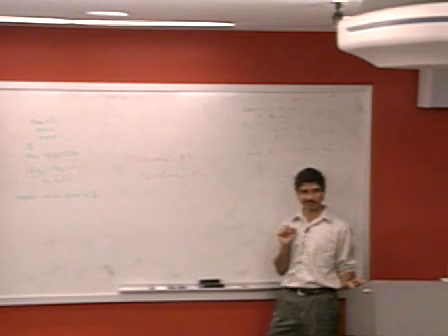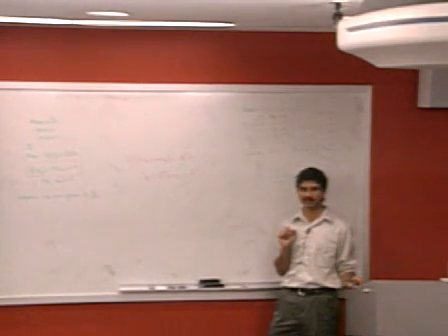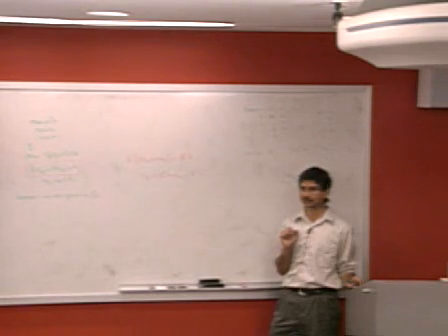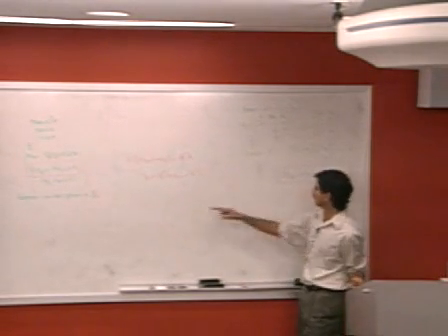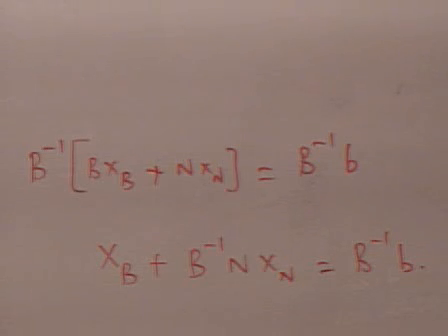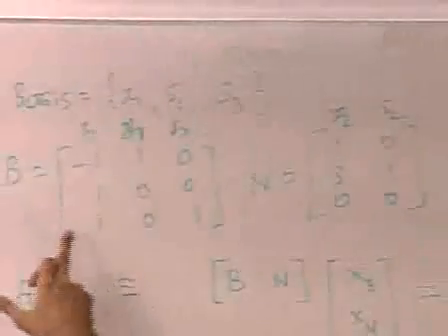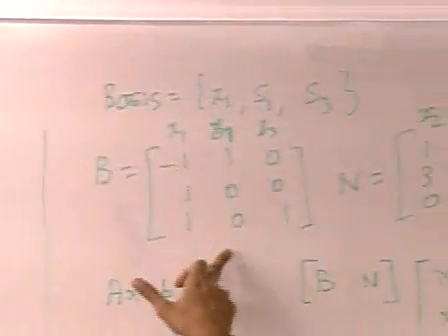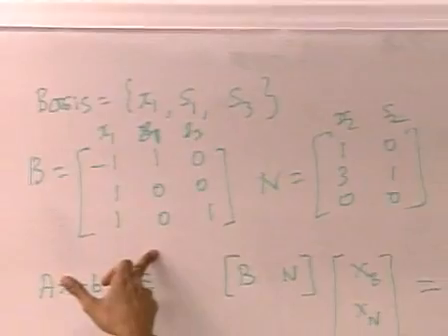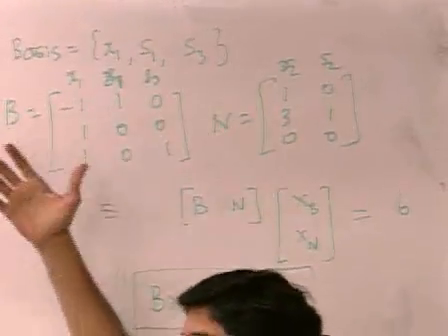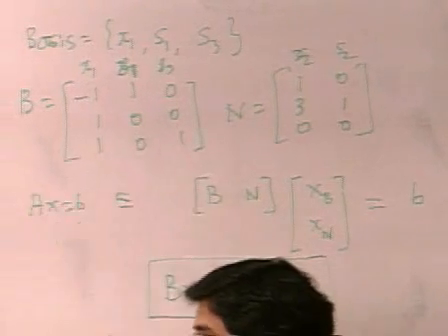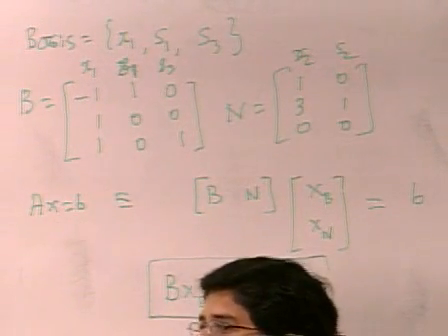Are you guaranteed that B is a square matrix? Unfortunately I erased my example, but is it a square matrix here? Yes, it is. In general, will it be a square matrix? Yes, because you're going to have as many basic variables as the number of constraints. So this is the reason why if you have 3 equations, you pick 3 basic variables. Okay? Now, why does it have to be invertible?